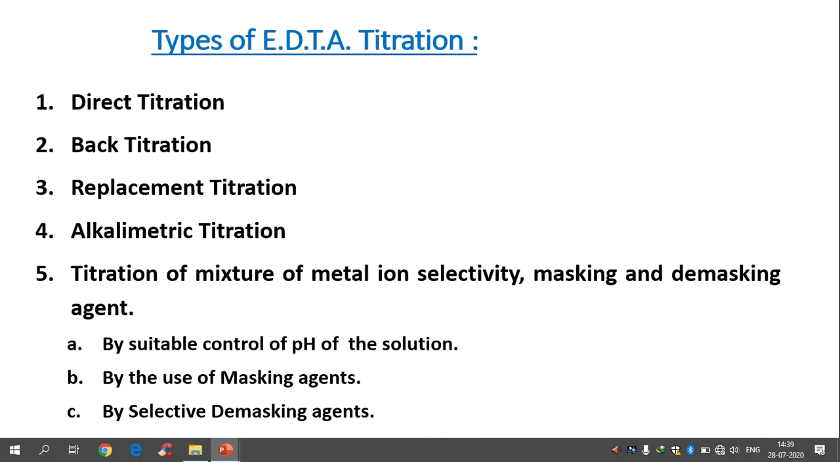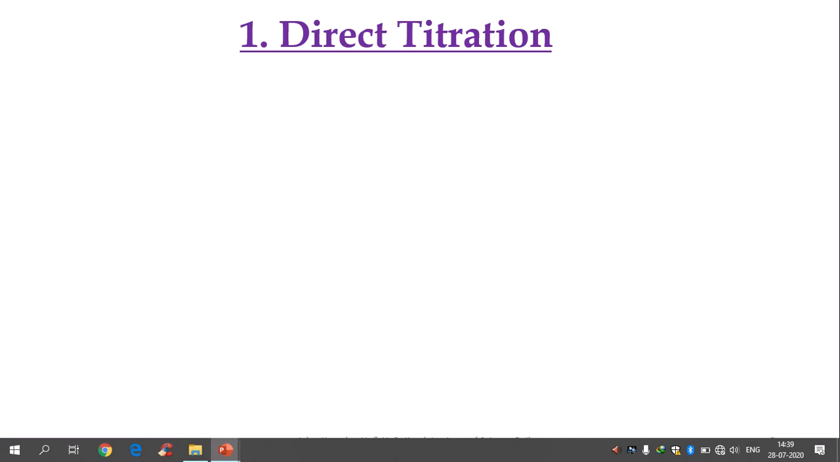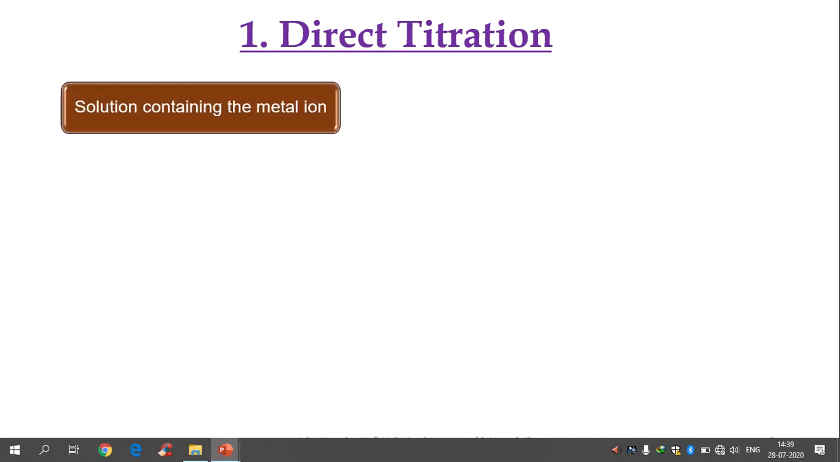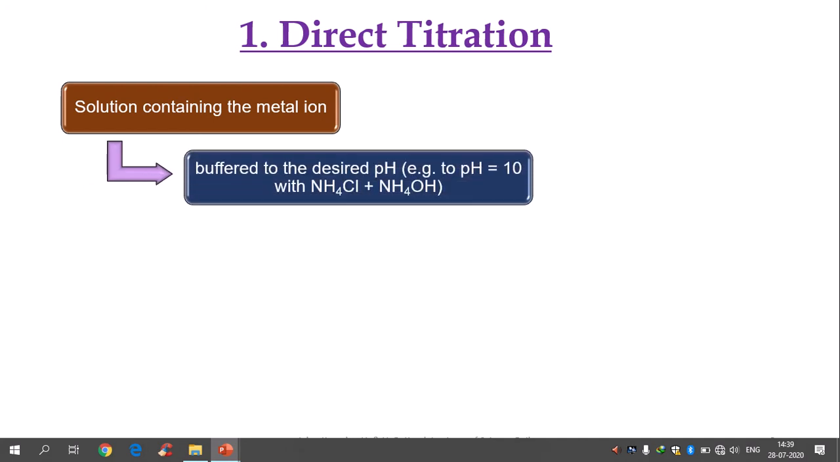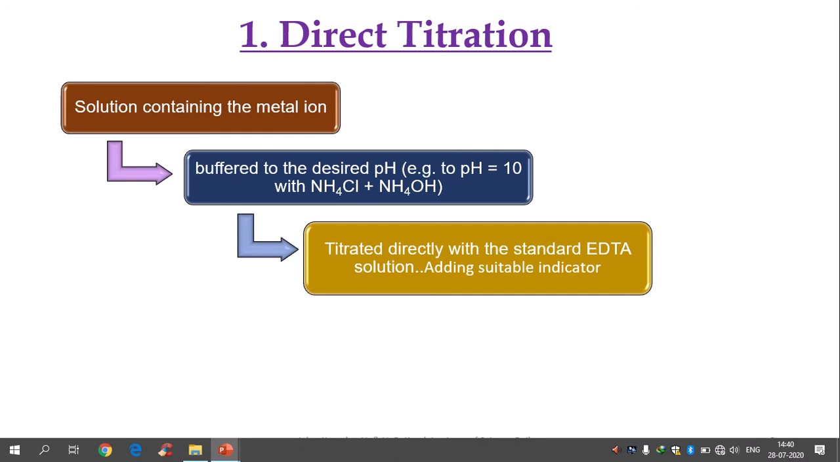So let us start with the first method, direct titration method. Now here, first of all, we take a solution containing a metal ion which is to be determined, provide the pH suitable to that metal ion. So we add a buffer solution, say of the pH 10, mixture of NH4Cl and NH4OH, add a metal ion indicator, and titrate directly with the standard disodium salt of EDTA solution.